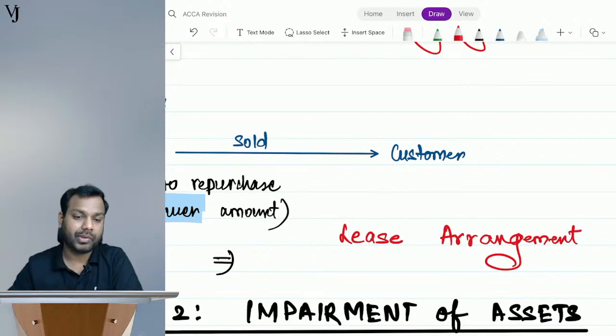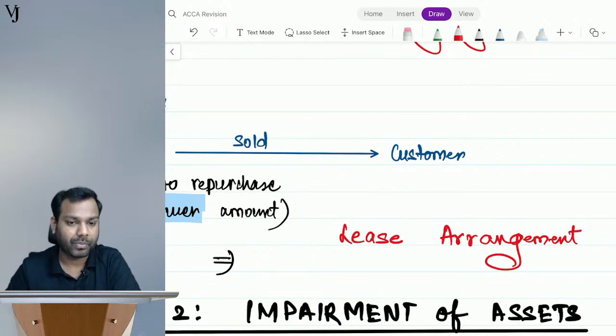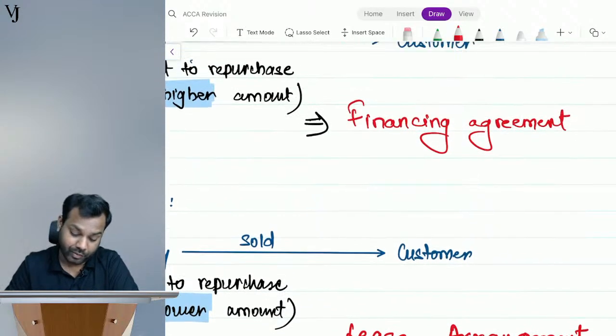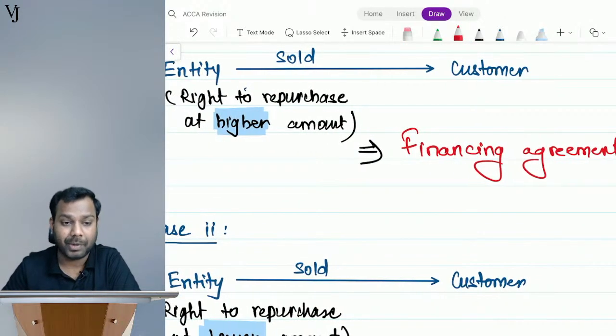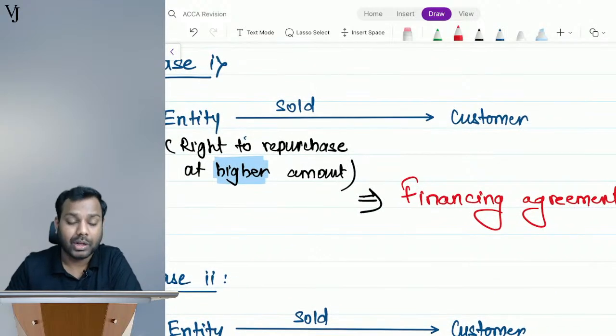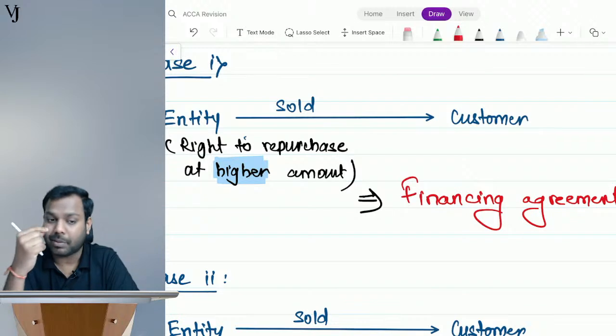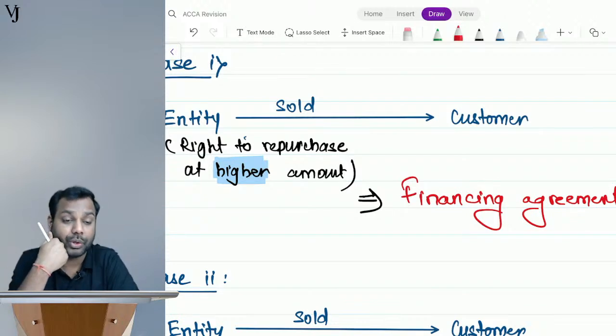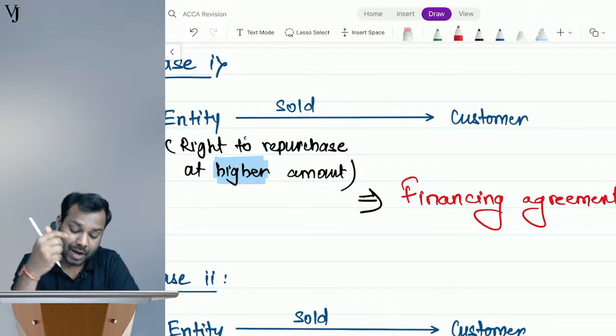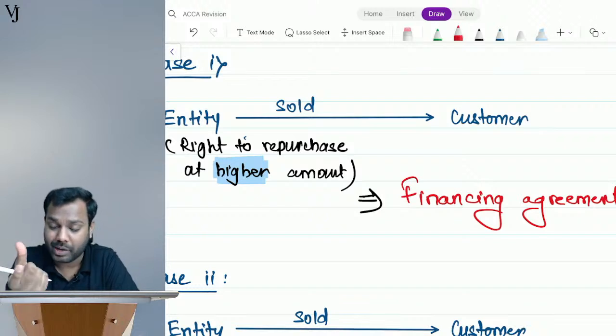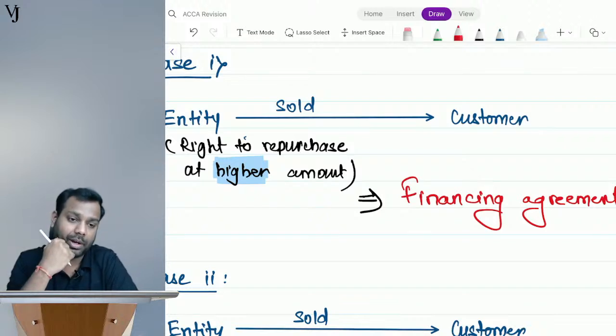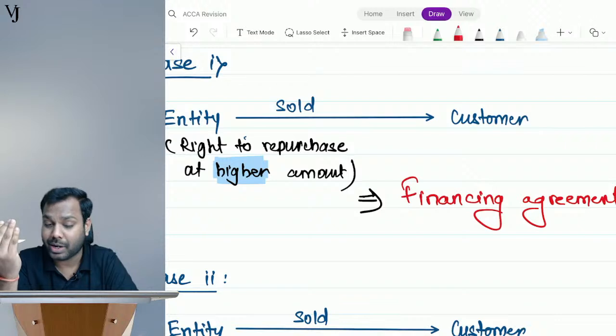Why will someone repurchase at a higher amount after using? Very good question, because that's a financing arrangement. If you can recall, I told that the customer will not use it. No use. So basically, I have given my assets to the customer as a mortgage and taken a loan.